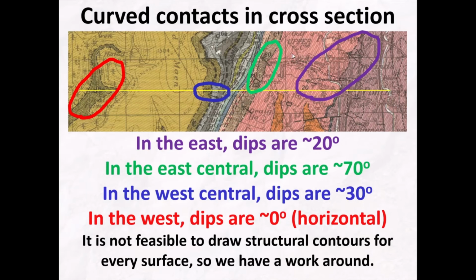in the east the dips are about 20 degrees. Then in the central part, just to the east of the center line, the dips are really steep. They're about 70 to 80 degrees. Then as we go just west of central, we get a dip of 30 degrees. And then the outcrop patterns in the far west suggest that the rocks are perfectly flat. So we go from 20 degrees to 70 degrees to 30 degrees to 0 degrees all along our cross section, and they're this sequence of rocks.